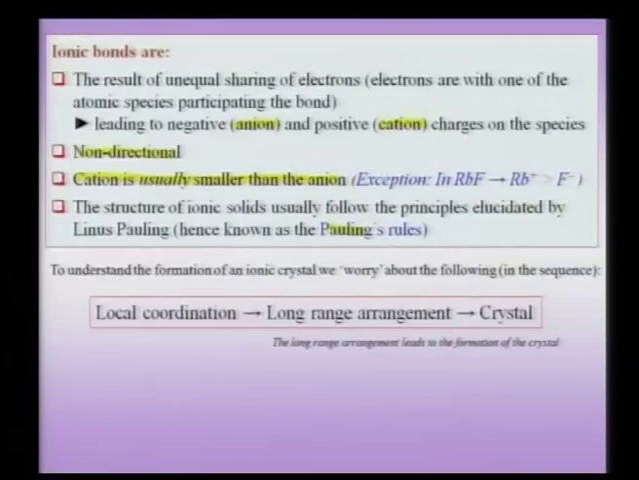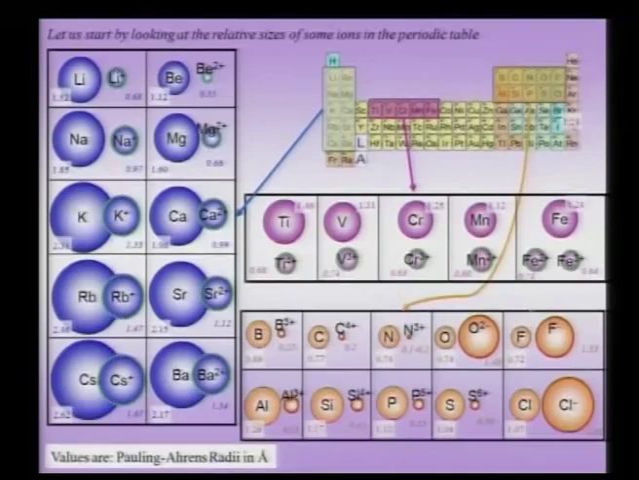Now whenever I need to understand the formation of an ionic crystal, I first try to understand the local coordination, that is, how I can understand the formation of a local coordination which involves an ion and certain ions around it. Then I worry about the long range arrangement of these ions, which gives me the crystal. So, I always start with the local arrangement and then go on to the long range arrangement, which would give me a crystal. So, this is my sequence.